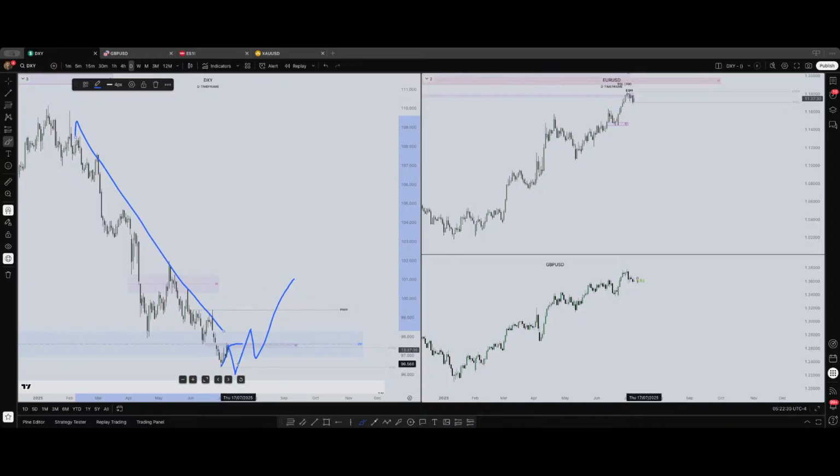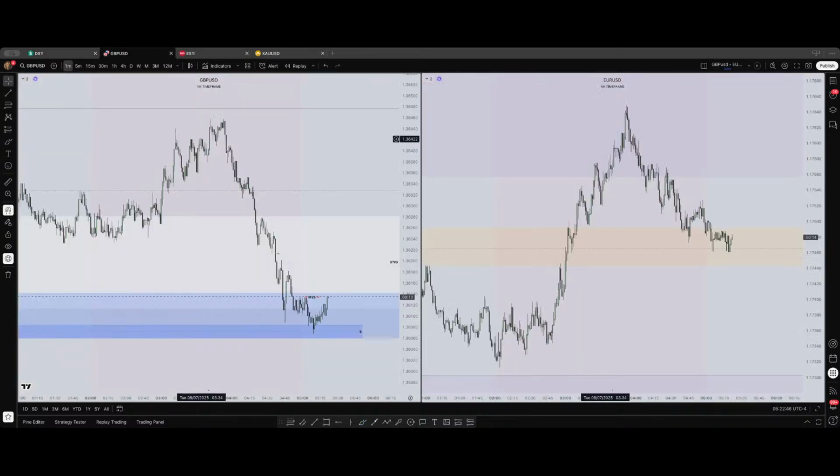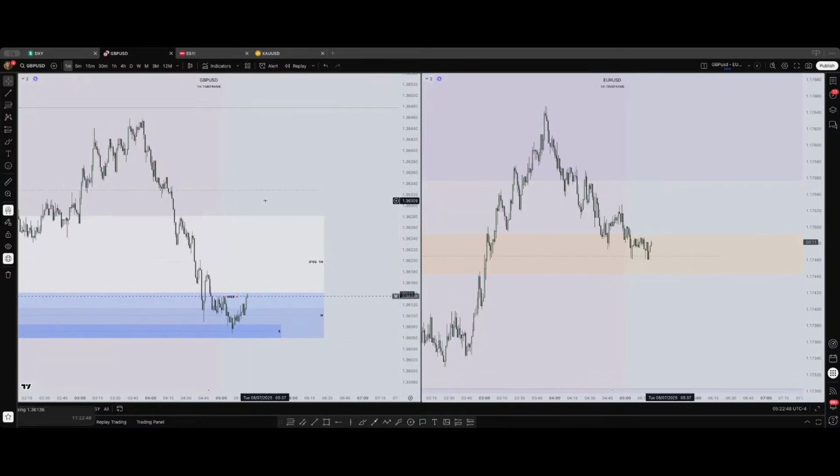That's why I'm bullish on dollar, but I'm waiting, obviously, for a market structure shift, a break of a structure. And there we have it. Price took this high.